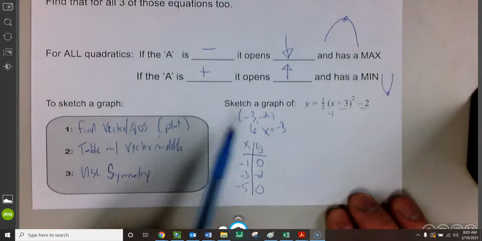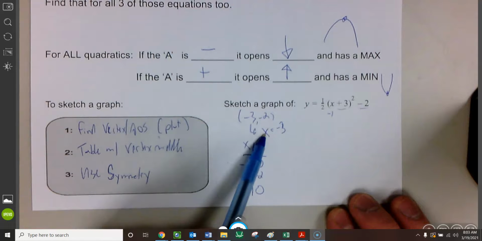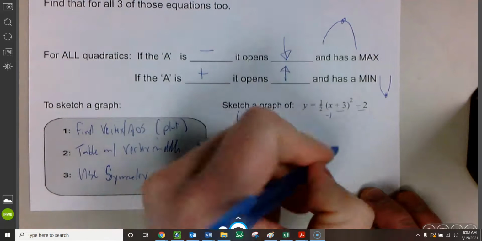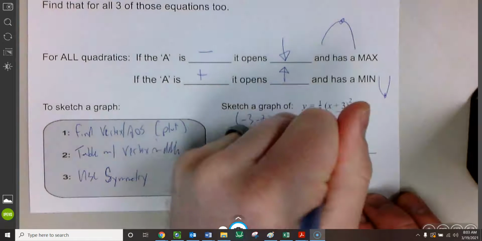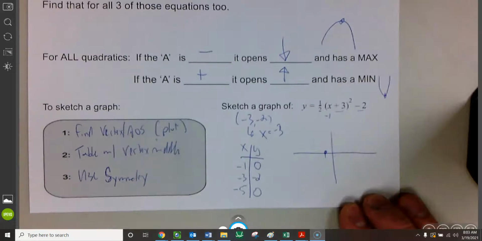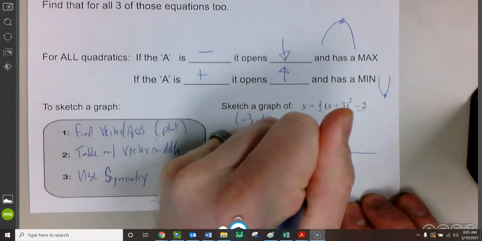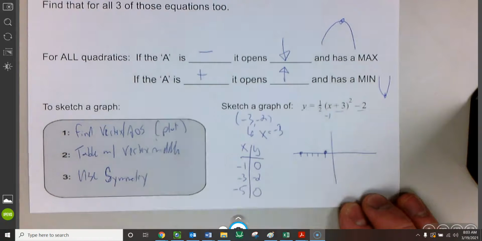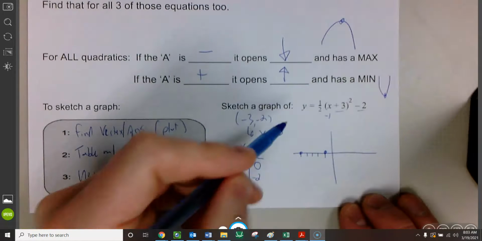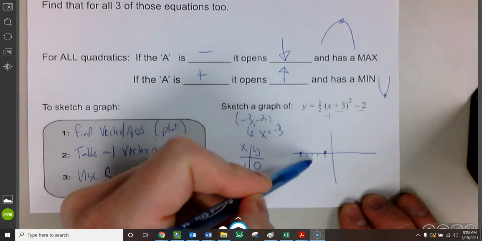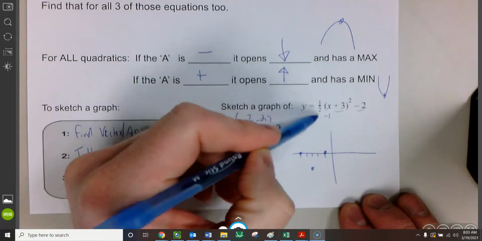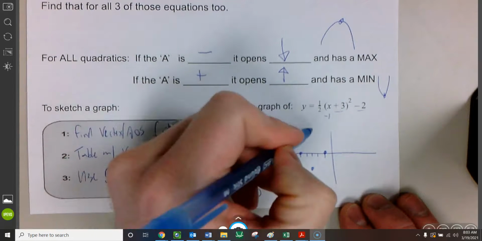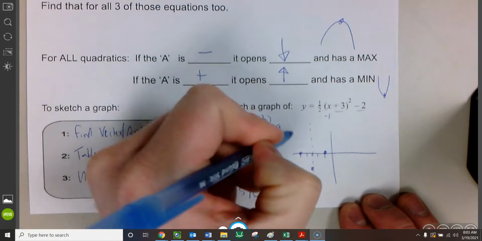So we have our little table. Vertex, axis of symmetry, table with the vertex in the middle. Now we just sketch a little graph of this. Let's see, -1, 0. And -5, 0. -3, -2. There's my vertex. It opens up. Yeah, it does open up. It's a positive. We draw the axis of symmetry down the middle.